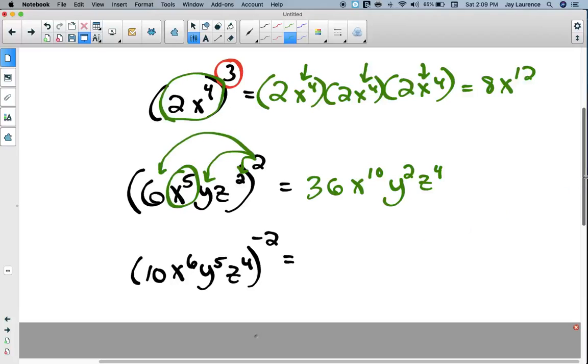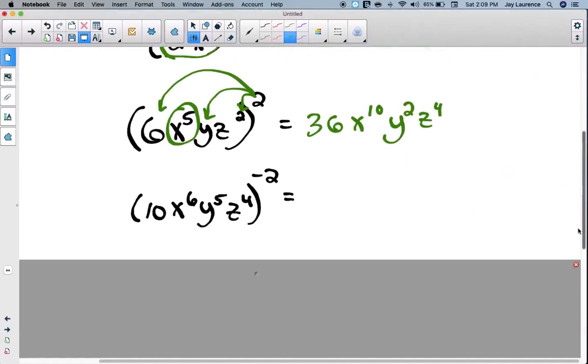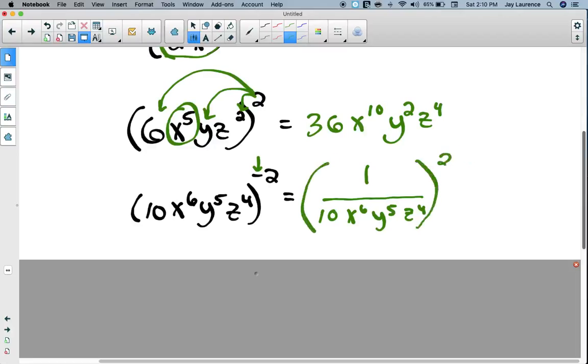How would I do something like this? Well, first thing I'm going to do is get rid of this negative exponent. I'm going to use the reciprocal of everything inside. So I'm going to have a 1 in the numerator. I'm going to have a 10, an x to the sixth, a y to the fifth, and a z to the fourth in the denominator, and that entire quantity will be squared. Now I'm just going to square everything.